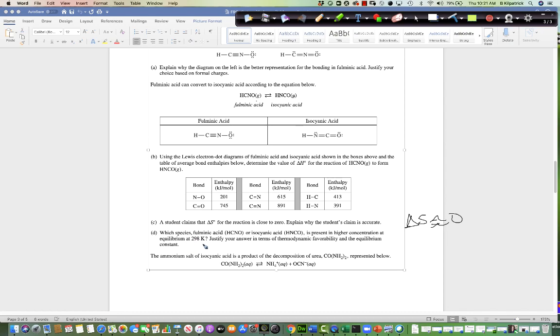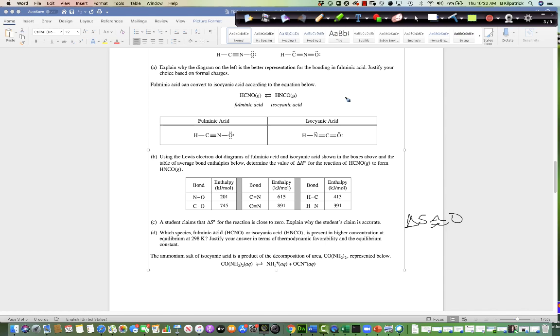All right, so which species is present in higher concentration at equilibrium at 298? Justify your answer in terms of thermodynamic favorability. Okay, essentially, and the equilibrium constant. Essentially what you're looking at here is it doesn't give you the value of K, it doesn't tell you if it's greater or less than 1. If K is larger than 1, that means you have lots of products. That indicates that it's thermodynamically favored.